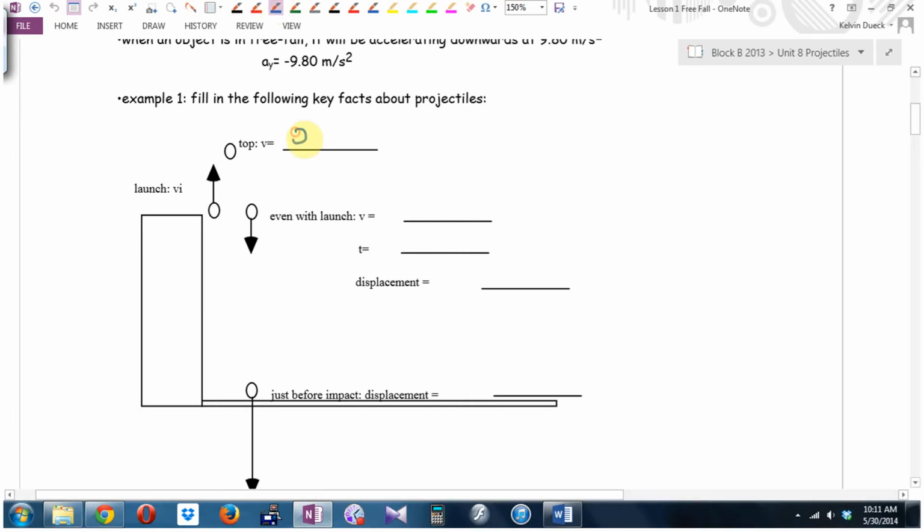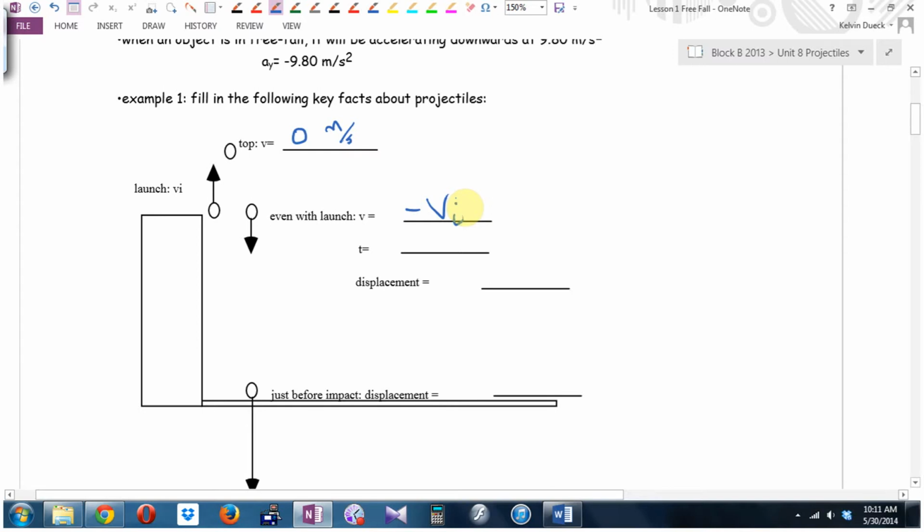Okay, that one I know. For a split second, it comes to the top. What about when it gets even with where you launched it? When it comes even with your launch height, what can you tell me about the velocity? Okay, let's use numbers. Suppose I launch this at positive 10 meters per second. How fast is it going at the top? How fast is it going when it gets back to me? So I'm going to say when it's even with the launch, v equals negative v_i.